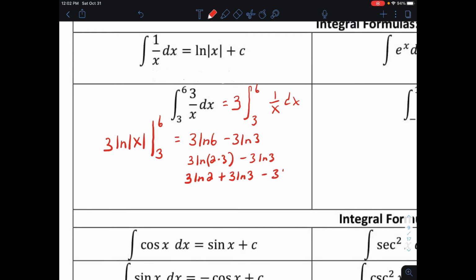And then I still have minus 3 times the ln of 3. And then we wind up simply with just 3 times the ln of 2. And we could even go one step farther and say, hey, you can take the coefficient of the log, take it inside, and make that just the ln of 8. I could go all the way to there.